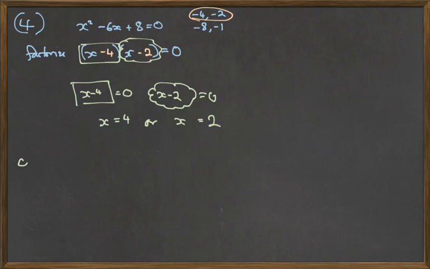Carrying on. I could check to see if this is right. I mean, that's the solution. x is 4, x is 2. That's the solution. But I could carry on.